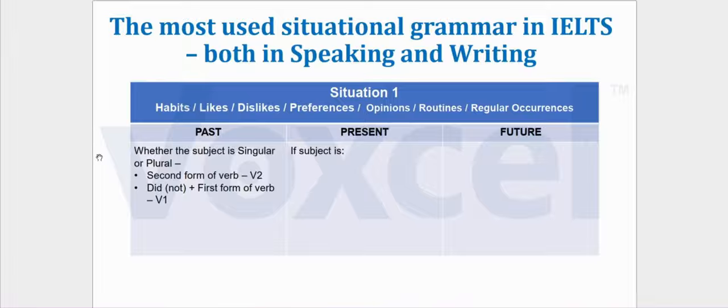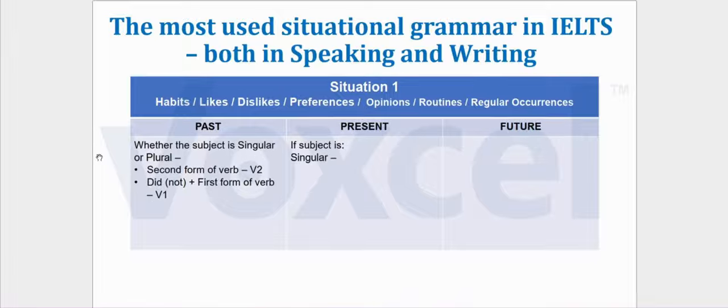Now for present, if the subject is singular. In the past we understood that whether the subject is singular or plural, it doesn't matter, we use the verb's second form. But in present, it is the most difficult of the lot, so you have to try to understand when to use s and es. If the subject is singular, you will use the verb's first form plus s or es. Or if the subject is singular and you want to use the negative form, you will use does not plus the verb's first form.